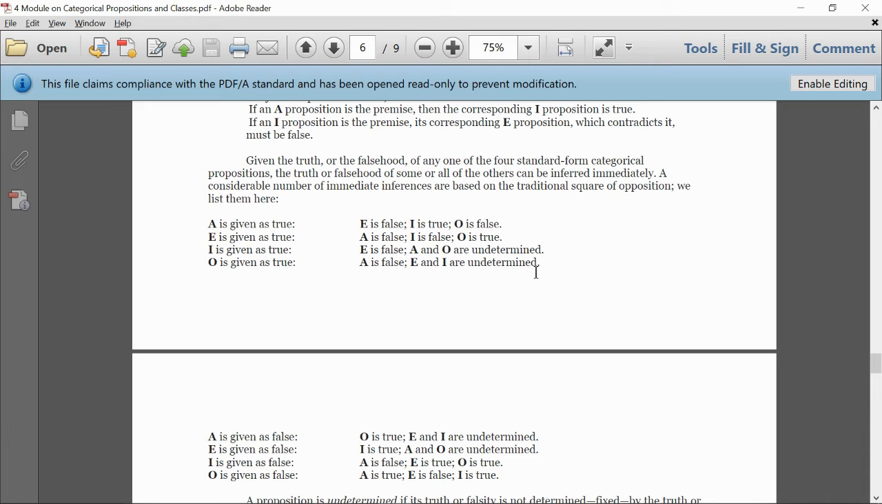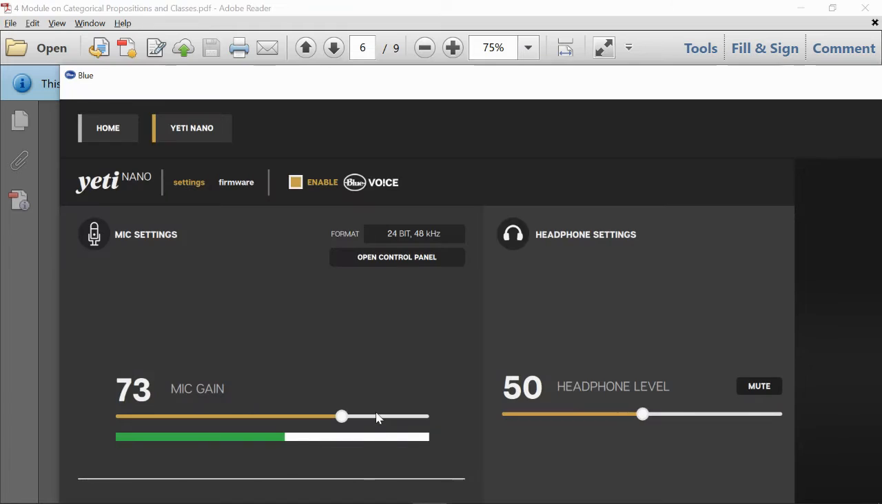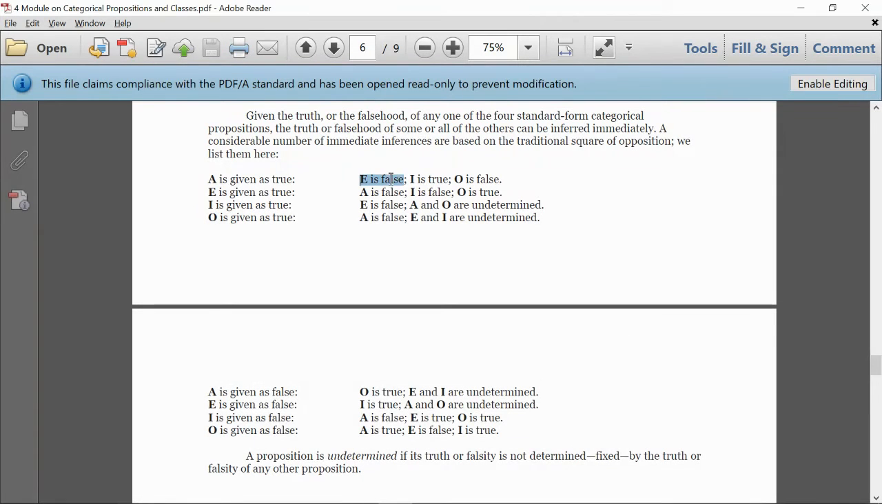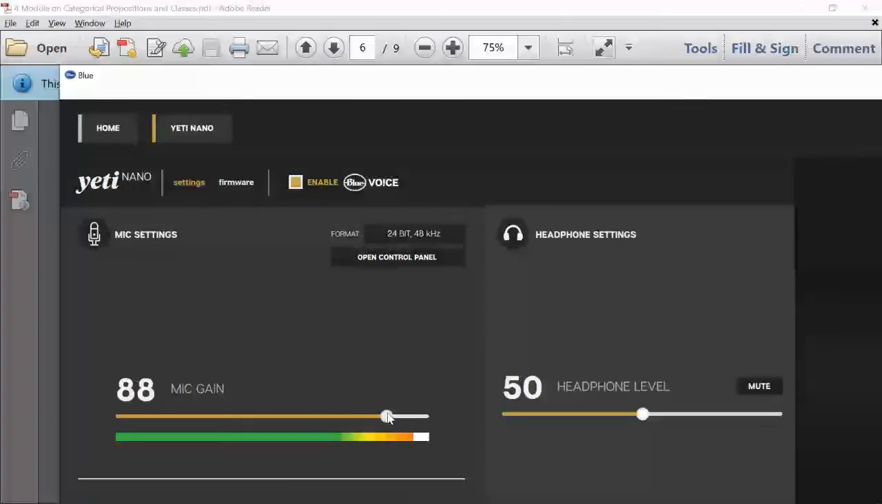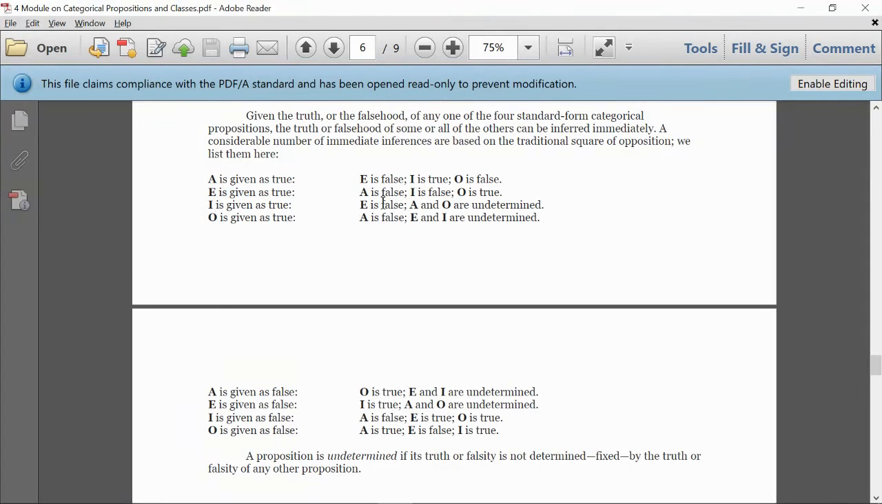To make it easier for you, these are the guide. So when A is given as true, E definitely is false. I is true, some S are P, and definitely O is false. When E is given as true, in other words, no S is P, A is false, I is false, and O is true.